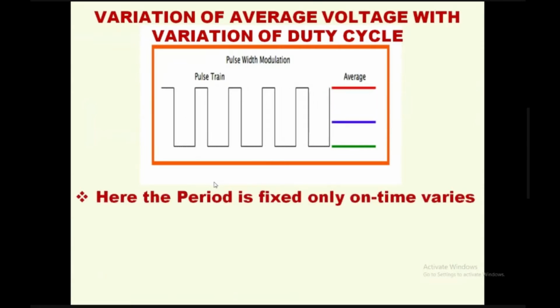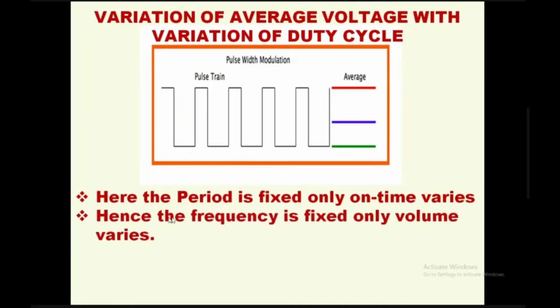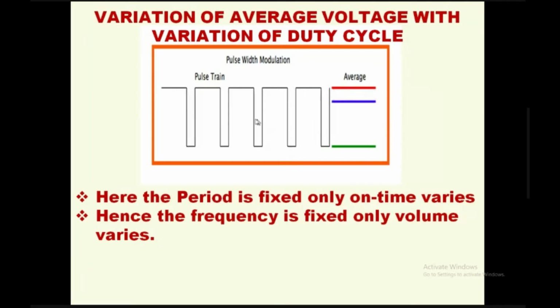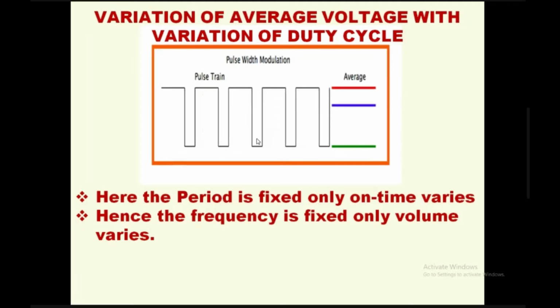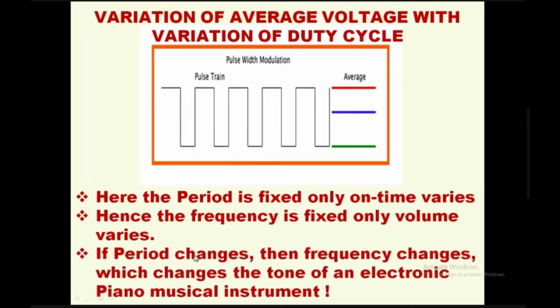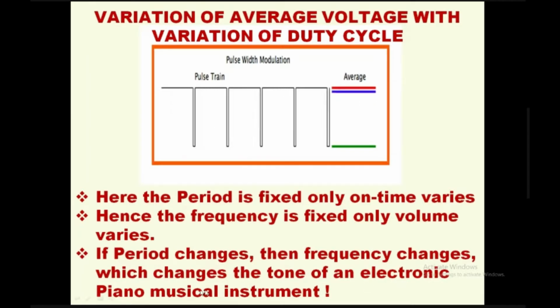It is very clearly understood. Here the period is fixed, so only the on time varies. The period is fixed, which means the frequency is fixed. That you need to understand. Hence, with the frequency fixed, only the volume varies. When you increase or decrease the width, only the volume varies. But if you vary the frequency, the tone will vary. If the period changes, the frequency changes, which changes the tone of an electronic piano musical instrument.